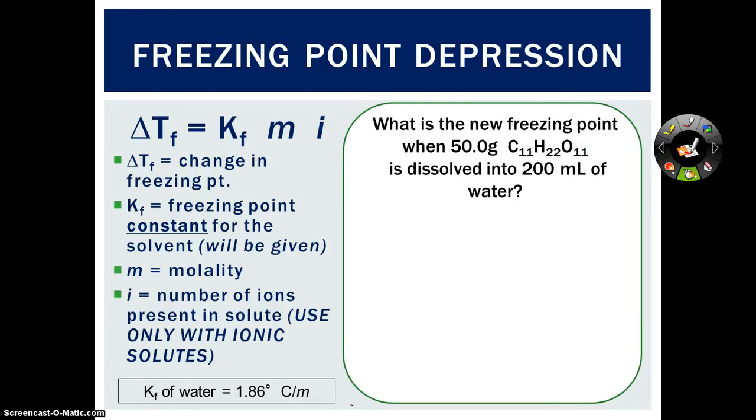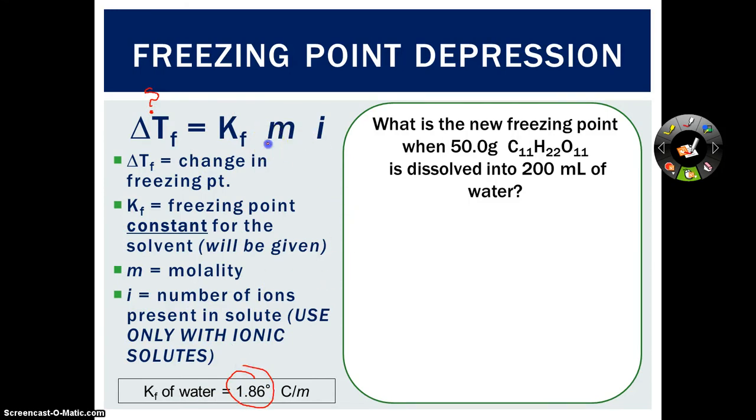Okay, so let's do a couple of examples. The first one will be a freezing point depression example. So the first couple of things you want to do is pull out the important information in the problem statement. So I'm trying to find the new freezing point. So the first thing I'm trying to find is delta T, the change in temperature. I'm given Kf, it's down here.